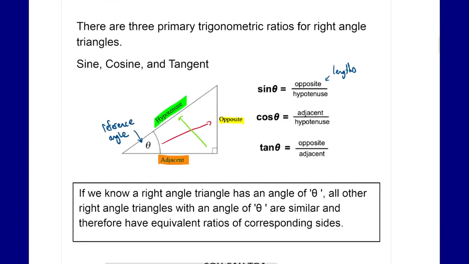Now, if we know that a specific right angle triangle has an angle of theta, or just some angle, all other right angle triangles with an angle that is the same are considered similar. Back in grade 10, you probably learned about similar triangles. So if two triangles share the same angle, and they're both right angle triangles, that means they're similar triangles, and therefore they're going to have equivalent ratios for all the corresponding sides. The size may be a factor larger, but it's going to be the same across the board.